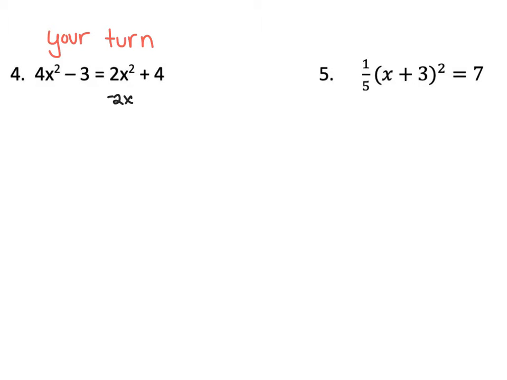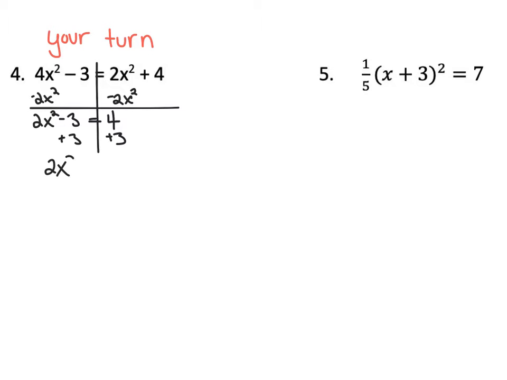So hopefully you started by subtracting 2x squared from each side, which gives me 2x squared minus 3 equals 4. Then add 3 to give me 2x squared equals 7. Now I'm going to divide by 2. Some of you might accidentally do your square root, but you want to get x squared all the way by itself before you do the square root to both sides. This gives me x squared equals 7 over 2.